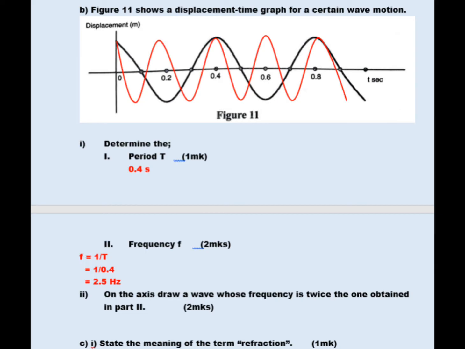So this one is covering 0.2, 0.2, 0.2. The other one is 0.4, 0.4, 0.4. That's how we draw that.